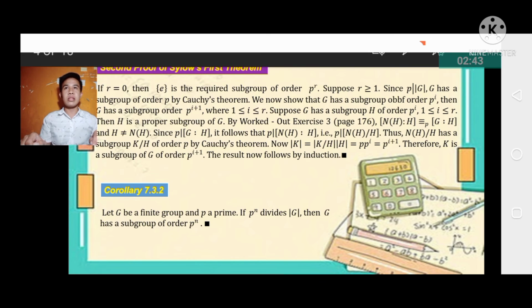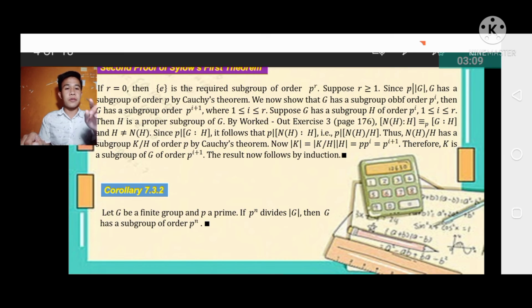3 and 2 are relatively prime because the greatest common divisor of 3 and 2 is equal to 1. So it satisfies the condition of Sylow's first theorem that p to the raised of n and m are relatively prime. So 3 to the raised of 1 times 2, so 3 times 2 is equal to 6.